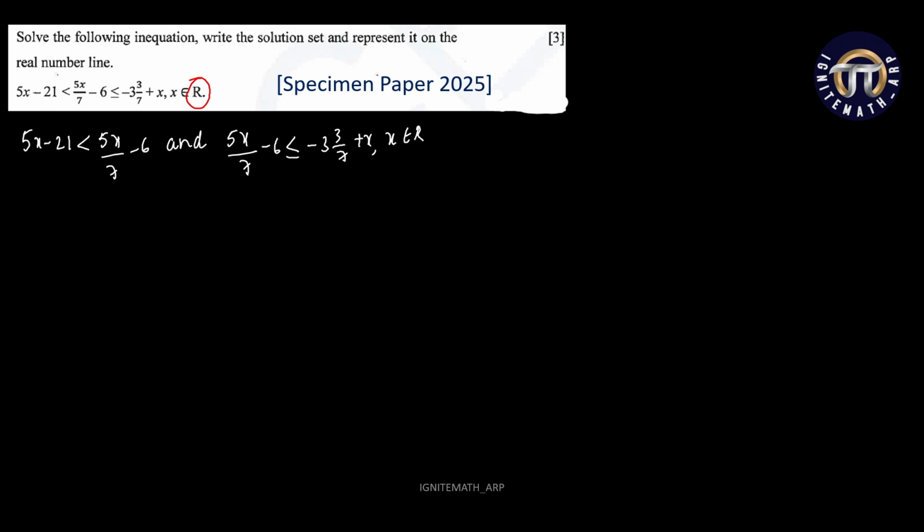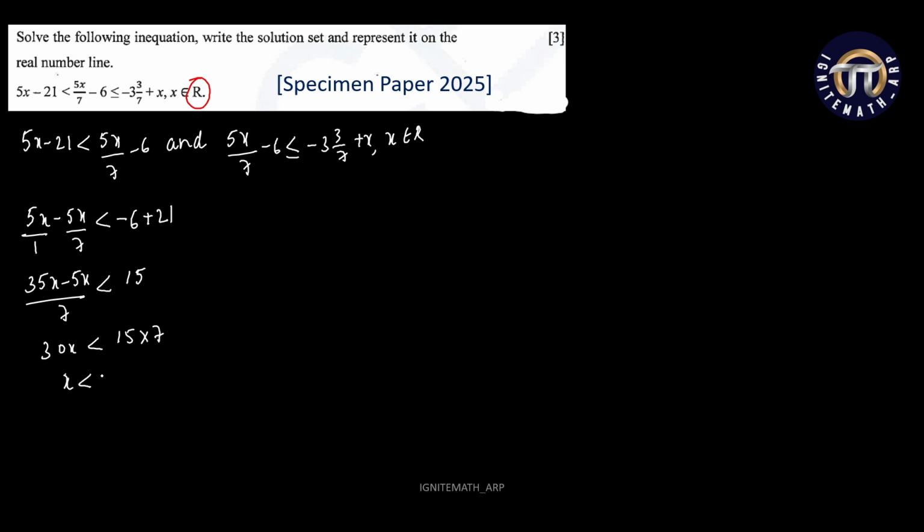So it can be solved in many ways, children. First you can take all the x on one side and all the numbers on the other side, however you are comfortable with. Let us do it that way itself. 5x minus 5x by 7 is smaller than plus 21, minus 6 plus 21. So here nothing is there, means 1 will be there. After taking LCM, this becomes 35x minus 5x divided by 7, smaller than, this becomes plus 15. Clear, children? So 30x is smaller than 15 into 7.